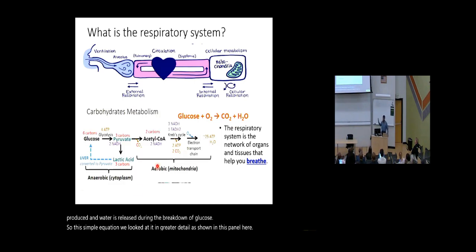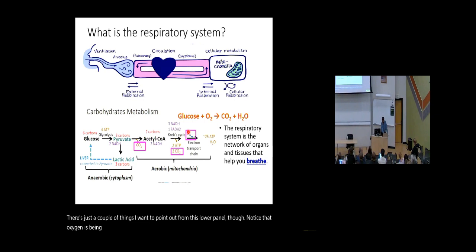There are just a couple of things I want to point out from this lower panel though. Notice that oxygen is being used in the final step of the electron transport chain, where it can accept electrons and form water, right? That's why we need oxygen. And the carbon dioxide is going to be produced at a couple of different steps.